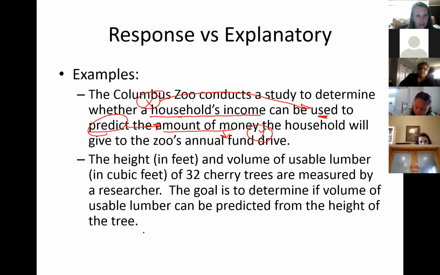Okay, here's another one. The height in feet and volume of usable lumber in cubic feet of 32 cherry trees are measured by a researcher. The goal is to determine if volume of usable lumber can be predicted from the height of the tree. So the two things that we're measuring here are volume of usable lumber and height of the tree. Okay, so let's look at volume of usable lumber. Do you think that that is going to be X, the explanatory variable, or Y, the response variable?